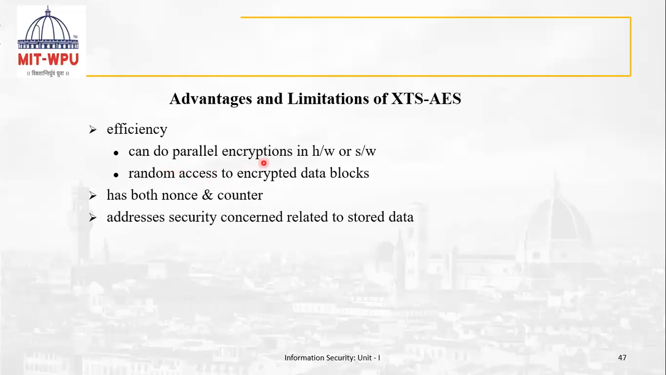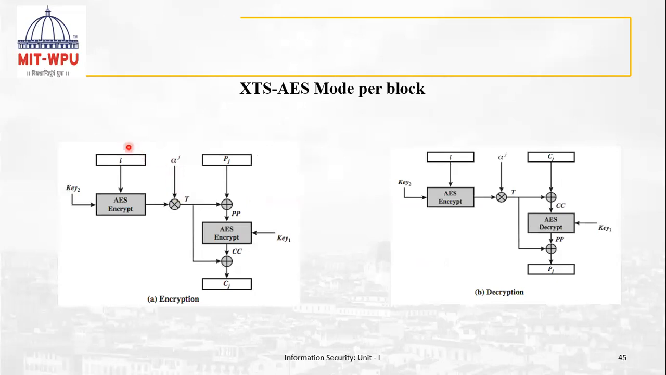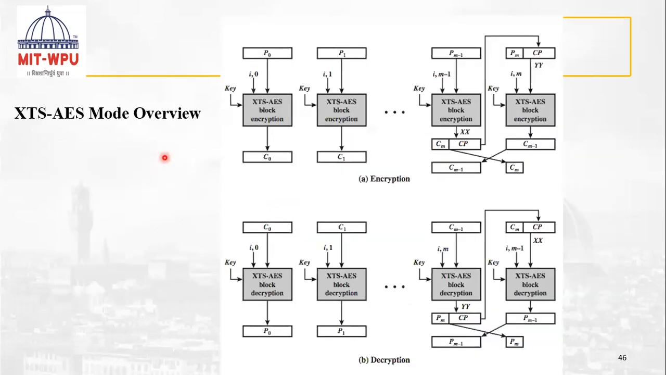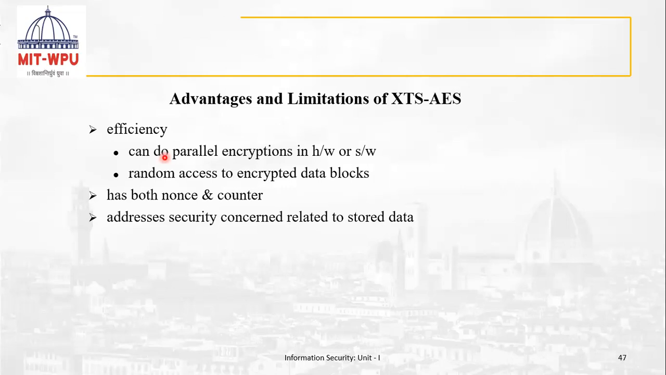It can do parallel operations. These are the efficiency advantages. There is random access to encrypted data blocks, so you can access any block at any moment of time. It has both nonce and counter. That means you are using the i value also, and you are using the nonce value also. That's why it becomes more secure and more encrypted. And you can store the data at any moment of time without worrying whether it is getting compromised or not. So these are some of the modes that you have to study in Unit 2.